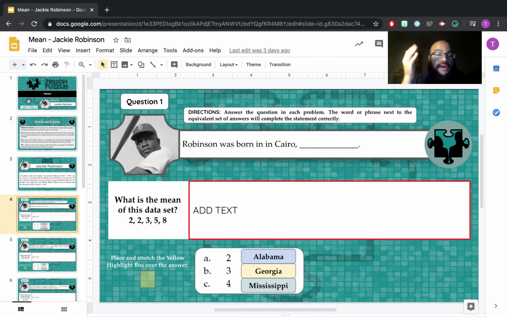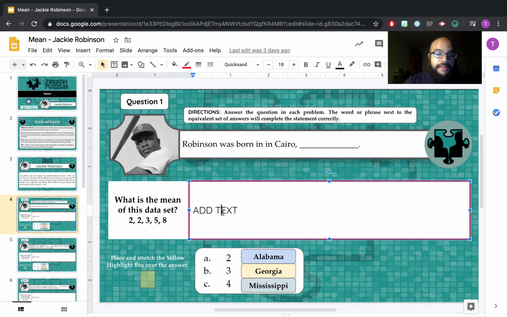Now, there are 8 questions. For instance, up here in question number 1, Robinson was born in Cairo blank. All right? What you're going to do is you're going to answer the question, what is the mean of this data set? Now, I will do the first one for you so I can just demonstrate how to do this. So I am adding my 1, 2, 3, 4, 5 elements. I am dividing by 5. I get an answer of 4.